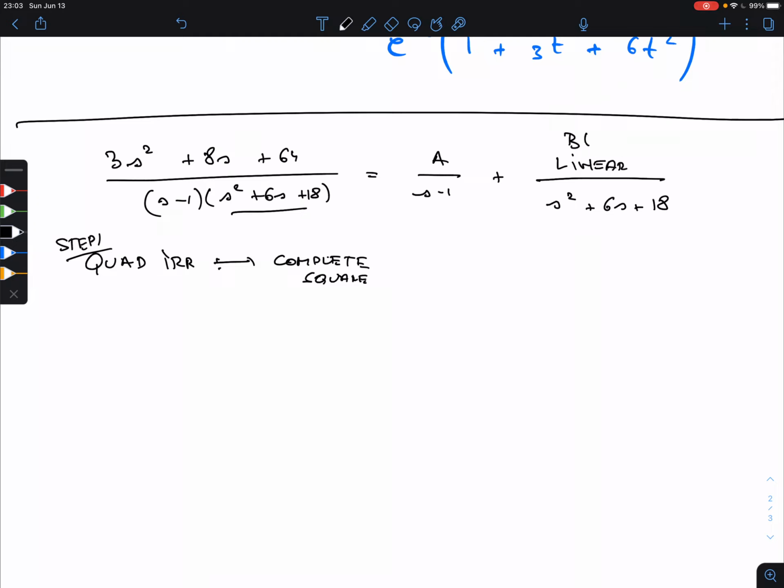But if I write bt plus c, then later on I will have problems finding the inverse Laplace. It is a linear polynomial, but in the variable given by the completed square. So that's why I need to complete the square here, because at the moment I don't know yet what this linear form should be. I know it has indeterminate coefficients, but what is the variable?